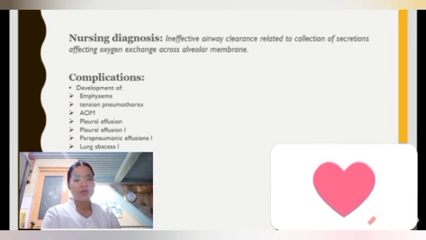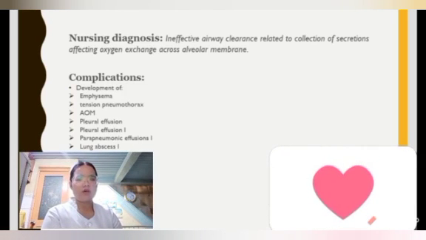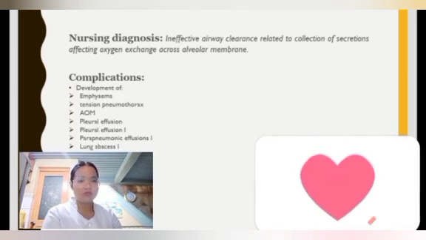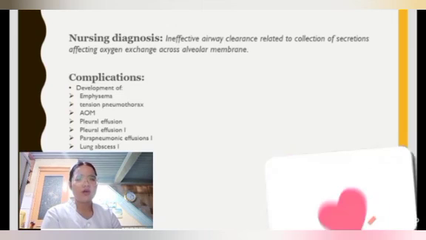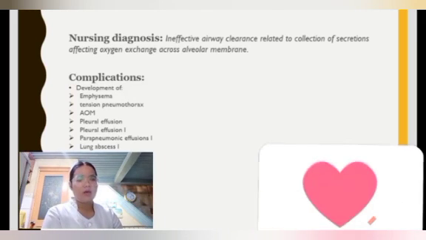When it comes to complications of pneumonia, for children there's a risk for the development of emphysema, tension pneumothorax, AOM, pleural effusion, and then parapneumonic effusions, lung abscess, pneumothorax, pneumatocele, delayed resolution, respiratory failure, metastatic septic lesions, and the activation of latent TB.